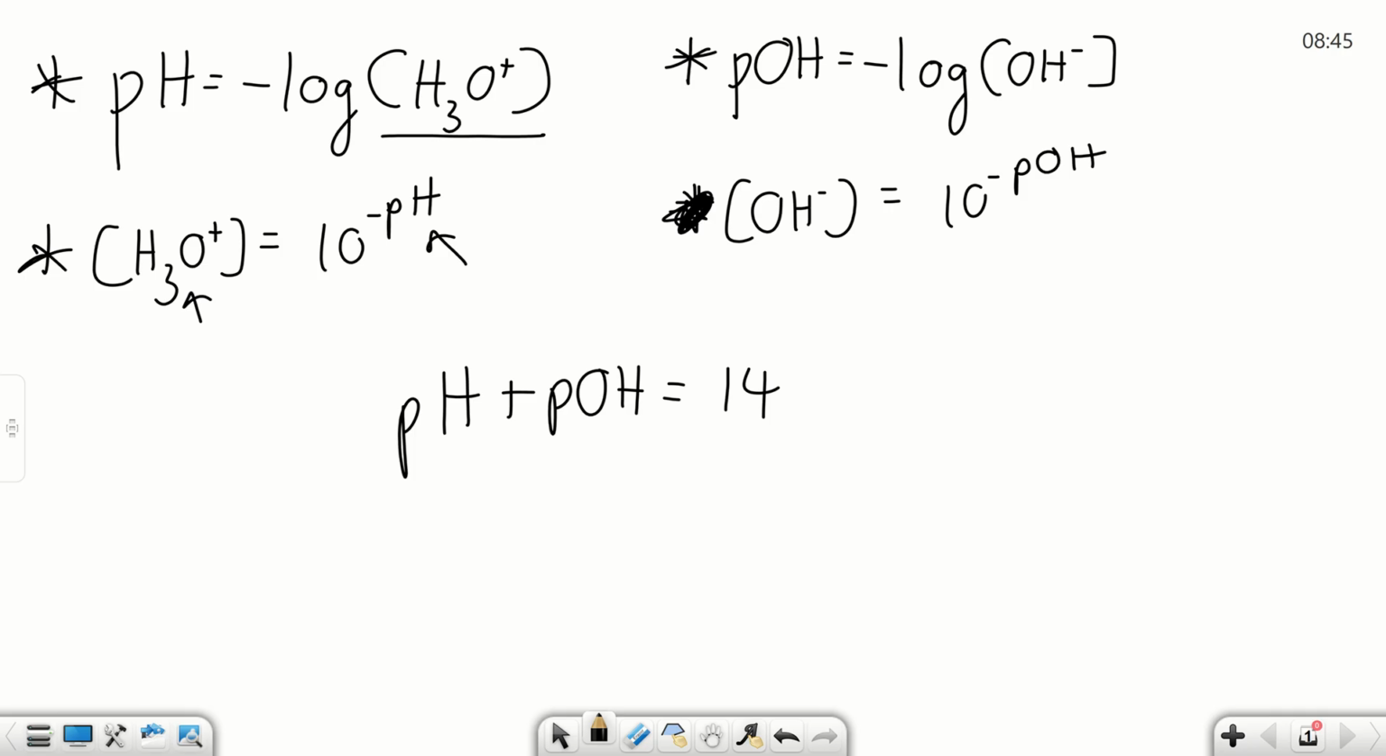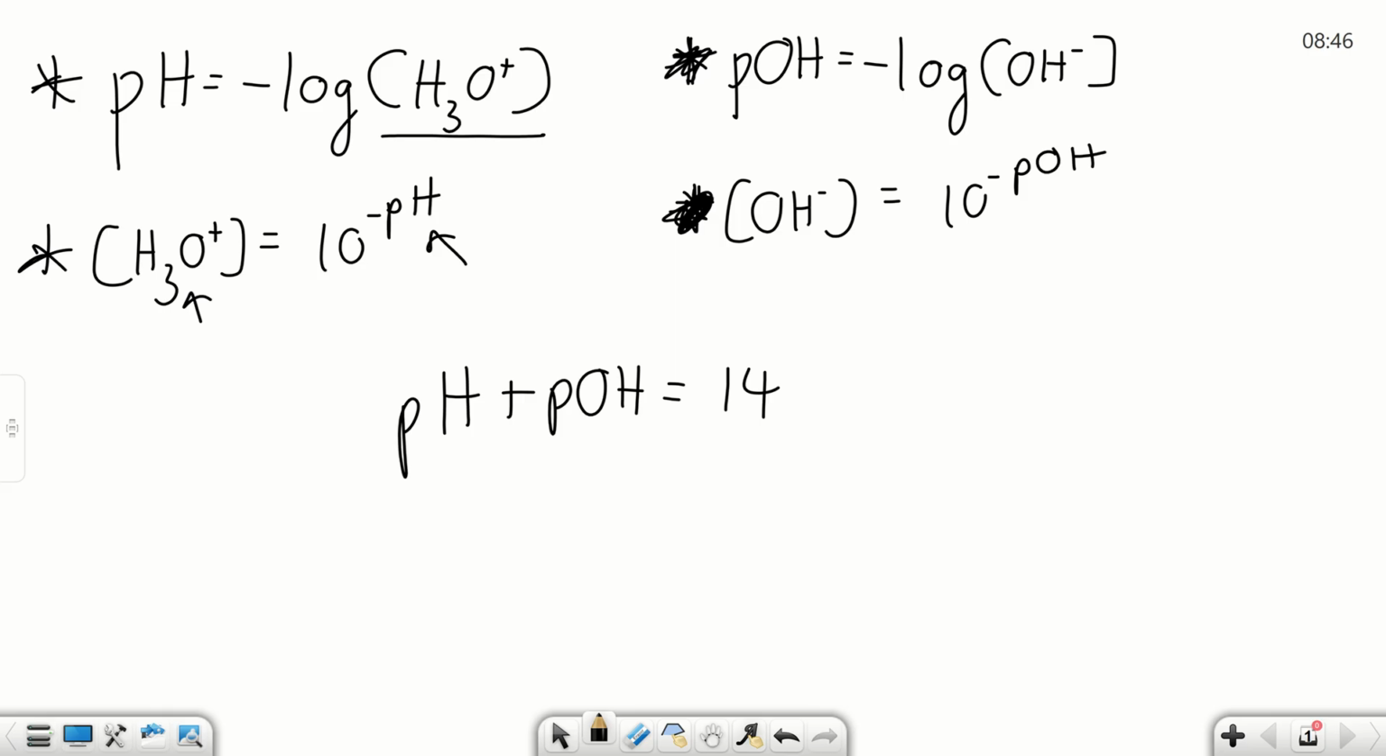Or, I mean, vice versa. I have this formula and I have this formula that has OH minus concentration in it. I have nothing that has OH minus concentration and pH in the same thing. So what do I need to do? This is going to be a two-step problem.